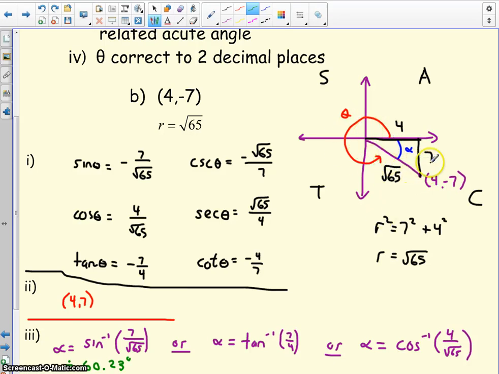So again, using Pythagorean theorem, 7 squared plus 4 squared equals r squared. So you solve for r and you get root 65. Okay, once you have that, you can start creating your ratios. So sine of theta, we're going to use alpha inside the triangle to define the ratios. So we have opposite over hypotenuse, which is 7 over root 65.